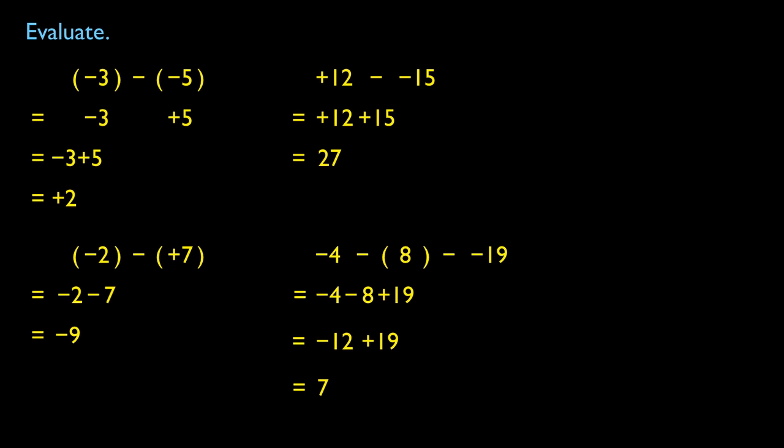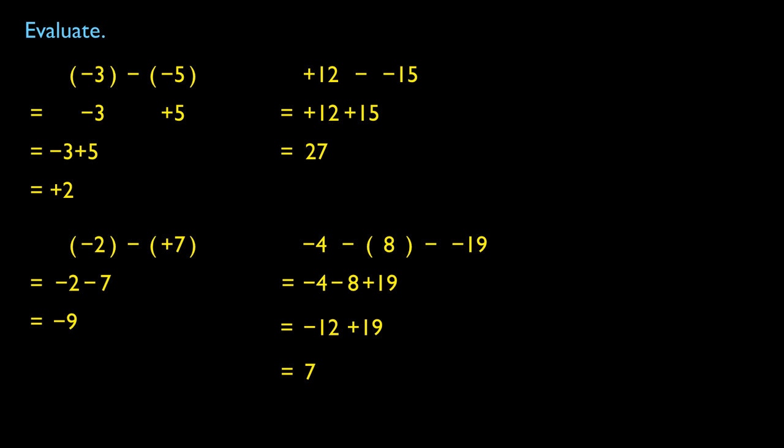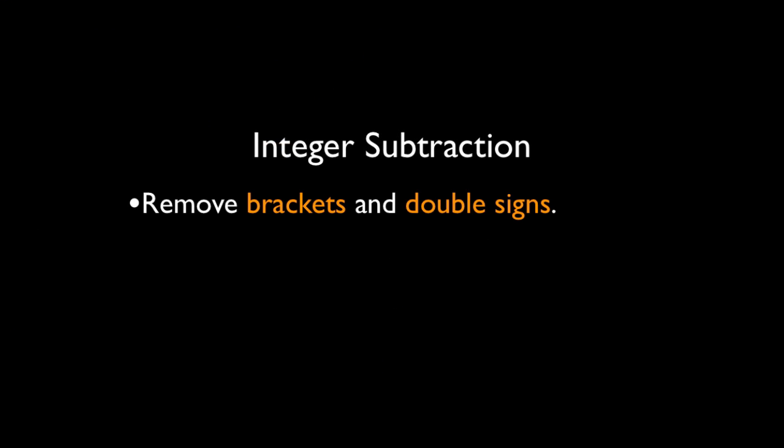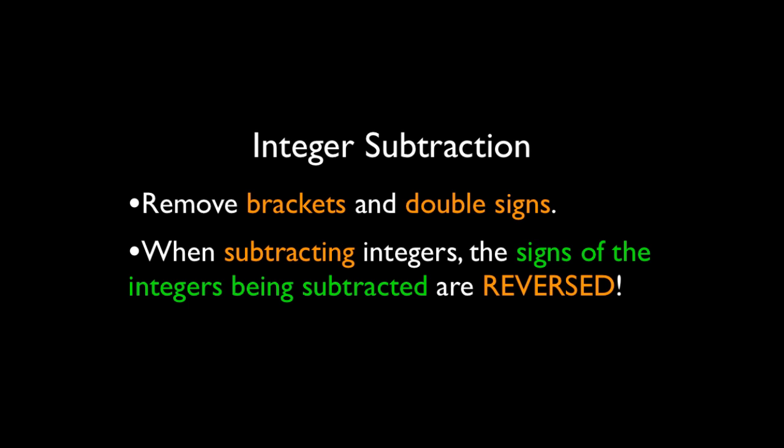So to summarize subtracting integers, we have this. For integer subtraction, just like we did with addition, we want to remove all brackets and remove all double signs. And then recognize that whenever we're subtracting integers, the signs of the integers that were subtracted or are being subtracted are always reversed. So that second integer is always reversed. That's all there is to it.